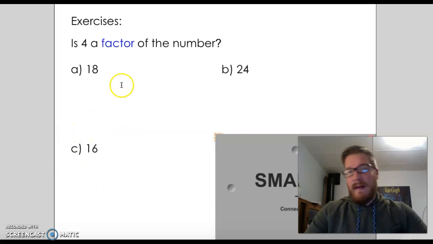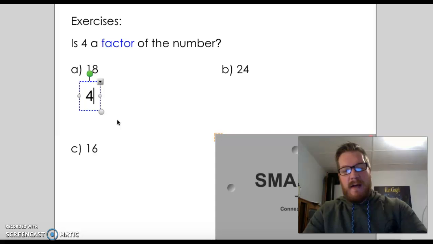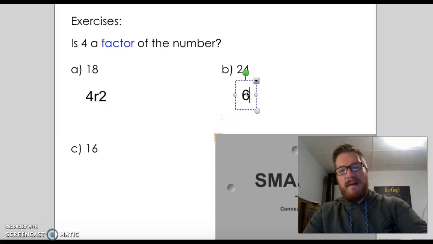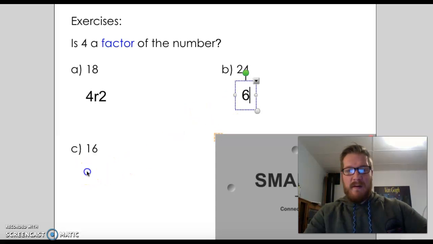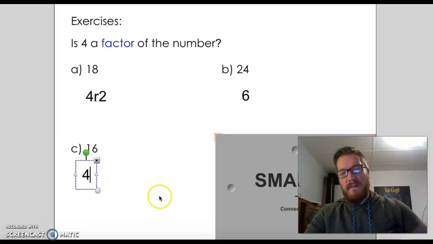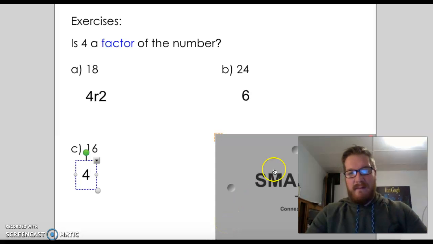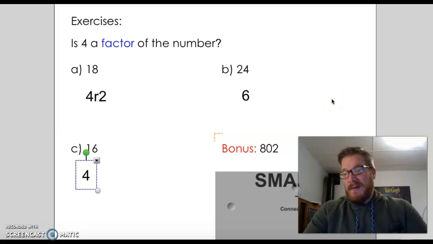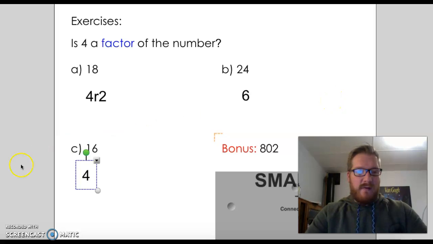Okay, so again, some more practice. We're asking if 4 is a factor of the number. So 18 divided by 4 goes in 4 times with a remainder of 2. 24 divided by 4 is 6. So yes, 4 is a factor of this number. And then 16 divided by 4 is 4. So yes, 4 is a factor of that number as well. Okay, so this is just using some division to quickly find out if a number is a factor of another number. Again, 802, it's going to be 200 remainder 2. So no, 4 is not a factor of 802.